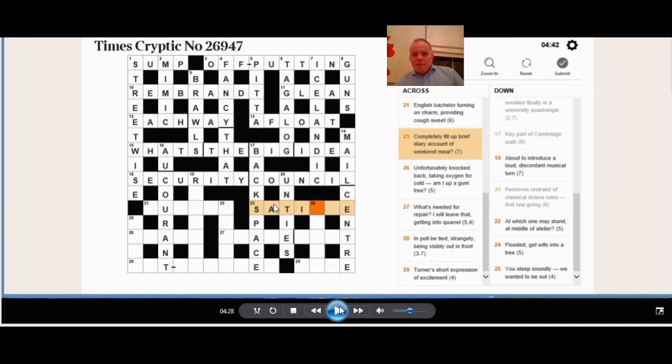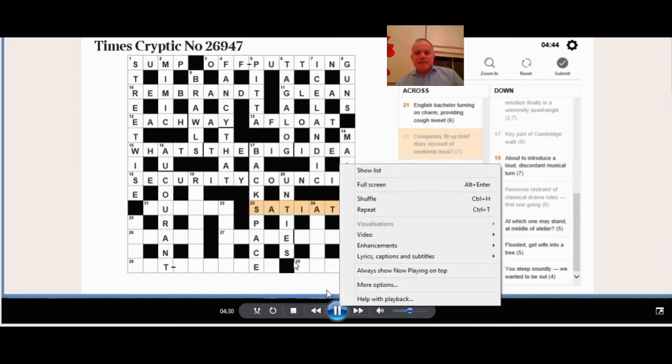23, completely fill up. So that's satiate, given the letters in the grid. And the wordplay is very neat here. Account of weekend meal, sat I ate, Saturday I ate. That's quite funny.